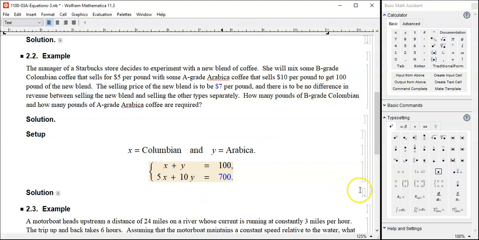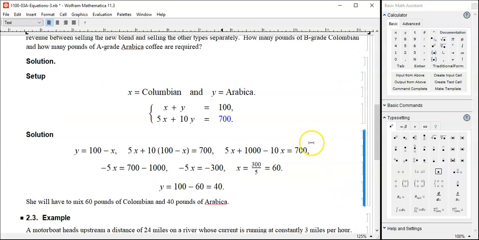Solving the system of equations, that's the easy part. For one variable, I decide to solve for y equals 100 minus x, and then plug it in right here. Oh, no. I used the first equation, so you have to use the second equation right there. 100 minus x in there. Break out the parentheses, and then you have it.